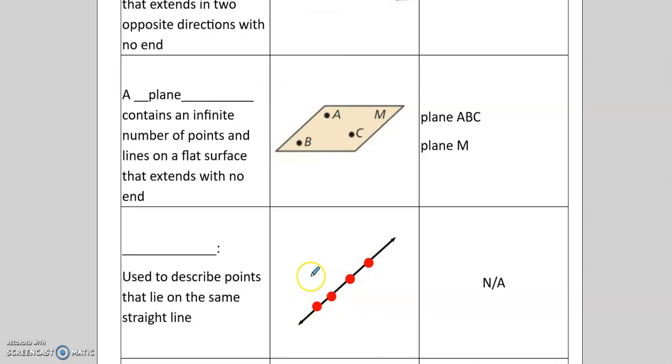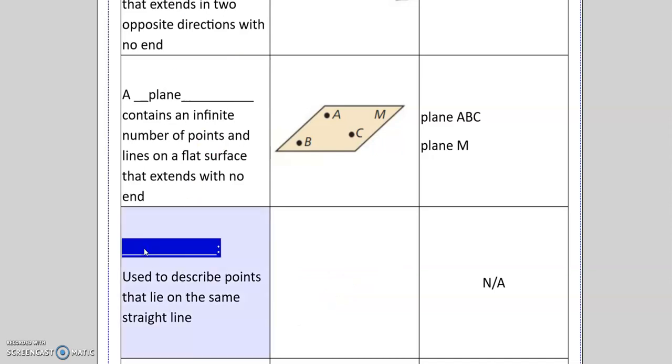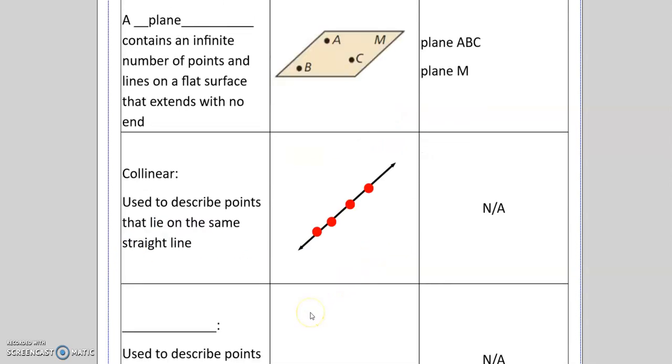I can say that these points are collinear. Okay, are collinear. Those points are collinear points. Makes sense, right? Like if there was co-teachers, 2 teachers in a room, right? Collinear, I have all of these points on a line.